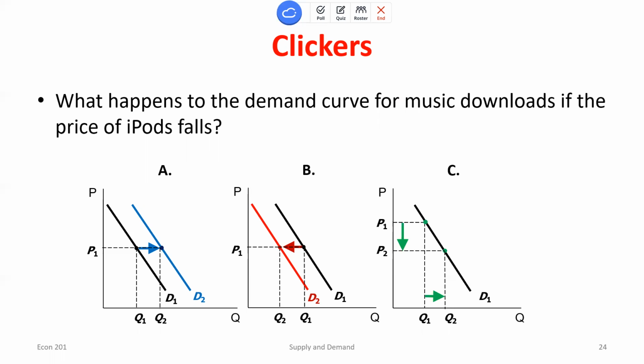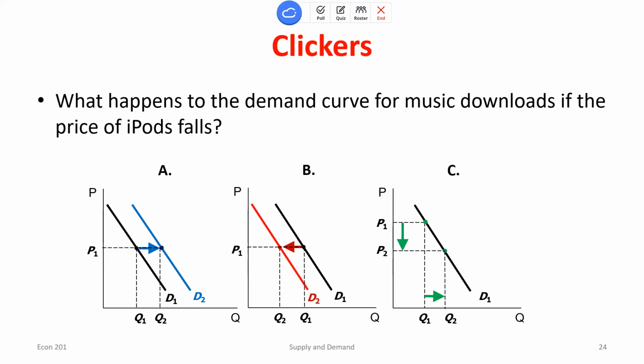Well, before, if the price was insanely high, then I'm not going to purchase an iPod. I'm not going to be able to download this music, right? But as the price of that falls, these are complementary goods. I have to use them at the same time. So if the price of a complementary good goes down, what am I going to start doing in terms of how much of the other one I use?